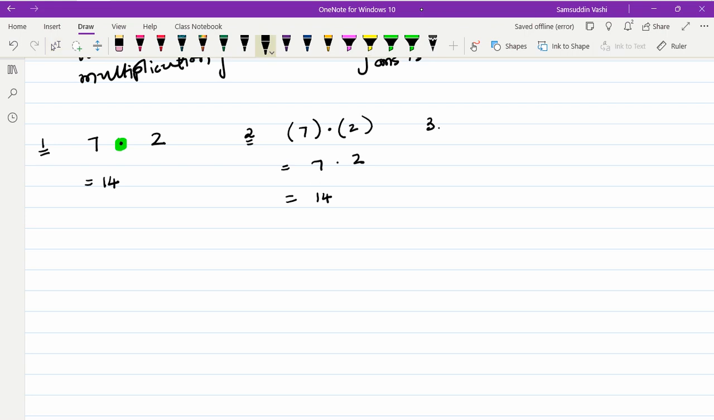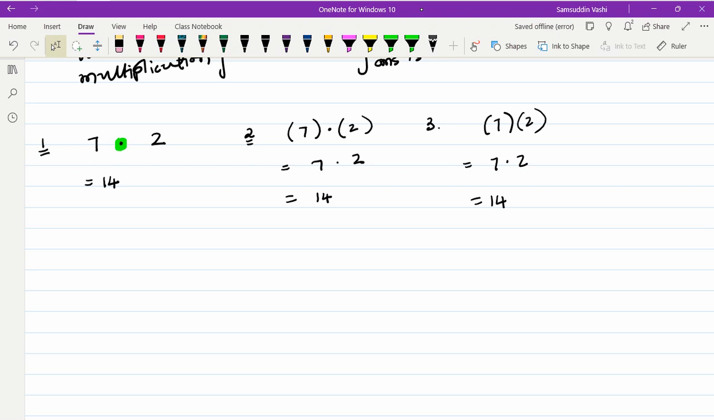Example number 3. If I say bracket 7, bracket 2. Can you see there is no sign in between those two brackets? So in the previous one I put the dot. Dot means times. This one I did not put the dot. Still understanding it is a multiplication. All right? So 7 times 2 is 14. Okay. Are we okay with this one? Any question there? No. Right.